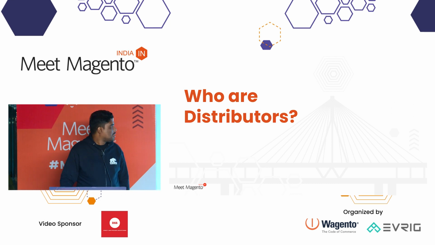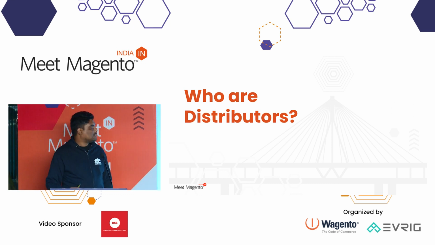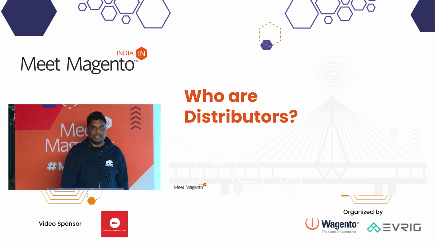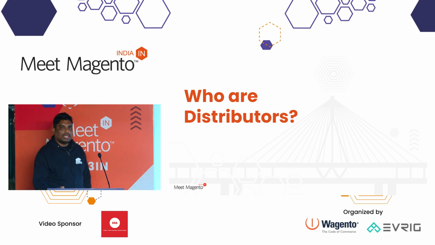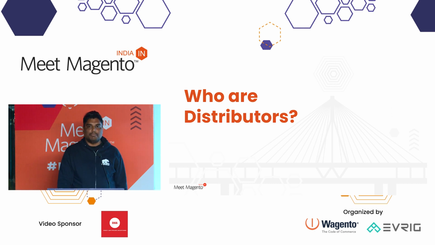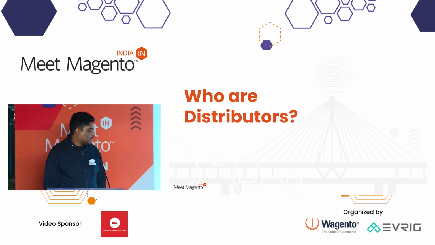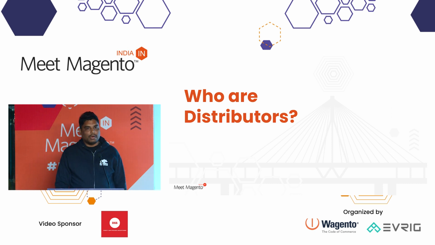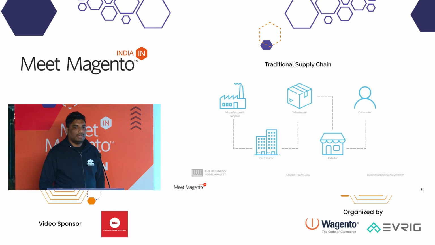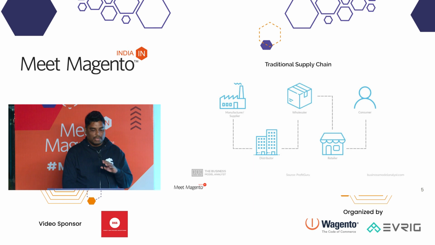So the agenda is: who are distributors and what needs to be done to simplify commerce for them, and how Magento is helpful for simplifying the commerce. And what are the challenges we need to address to completely make the commerce simplified for distributors. We can also talk about business process automation, and also we'll see what's the big thing on the road for distributors. So we'll see who distributors are first.